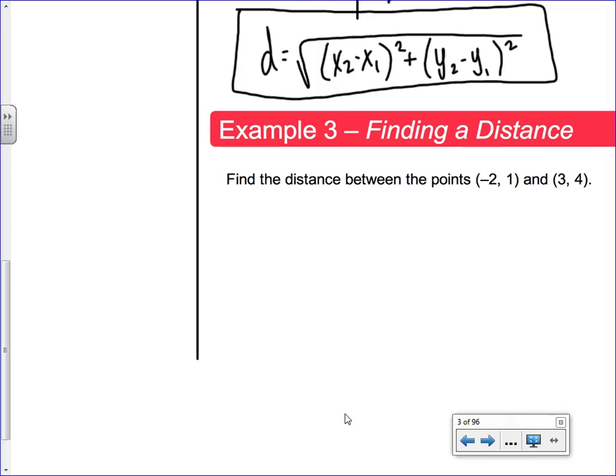What do I mean by plugging and chugging? Figure out who's x1, who's y1. I don't know, just pick them, right? Who's x2, who's y2? Just pick them. Plug it in and then simplify. That's plug and chug. I'm going to do it a little bit more creatively. But if you want to just plug and chug, totally fine. I'm just going to have a little more fun.